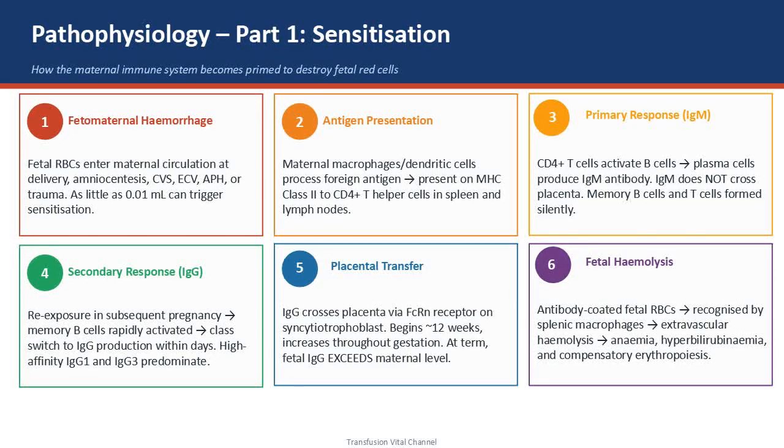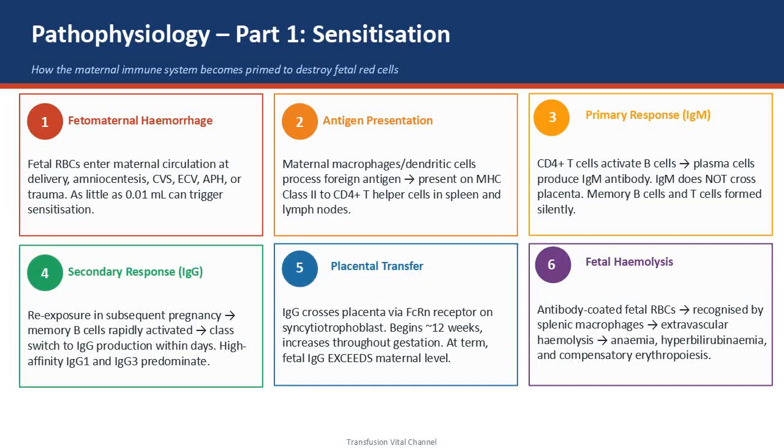Step 2: the foreign RBC antigens are phagocytosed by the maternal dendritic cells and macrophages, processed into peptide fragments and presented on MHC class II molecules to naive CD4 plus T helper cells in the secondary lymphoid organ. Step 3 is the primary response, which is generated mainly by IgM, a large pentameric molecule that cannot cross the placenta via FcRn.